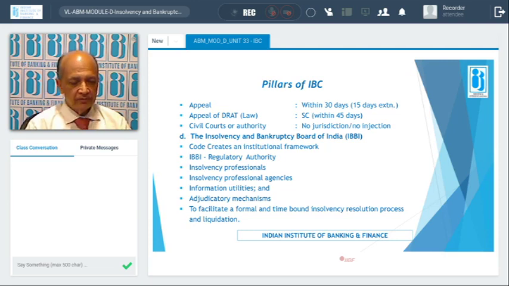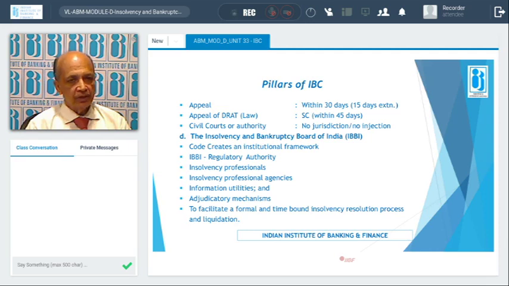When discussing the pillars of IBC, we discussed there are four pillars, like in a building there are four pillars. Here, the first one is the insolvency professional, IP. The second one is information utilities, the third one, as I told you, is the adjudicating authorities, and the fourth one is the Insolvency and Bankruptcy Board of India, IBBI.